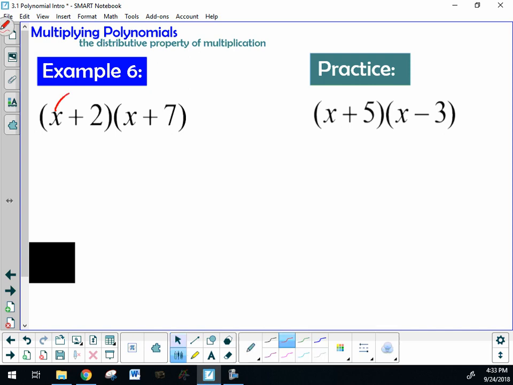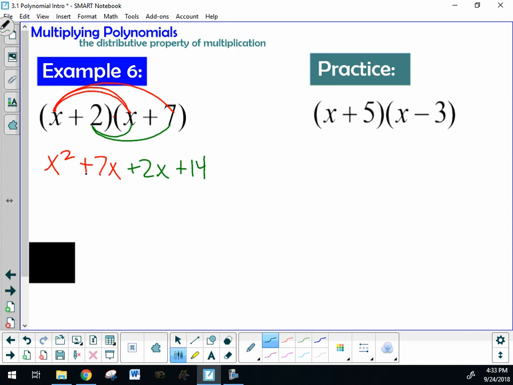So I have to distribute the x, and again, our operation is multiplication. X times x is x squared. X times 7 is 7x. But I also need to distribute the 2. 2 times x is 2x. 2 times 7 is 14.